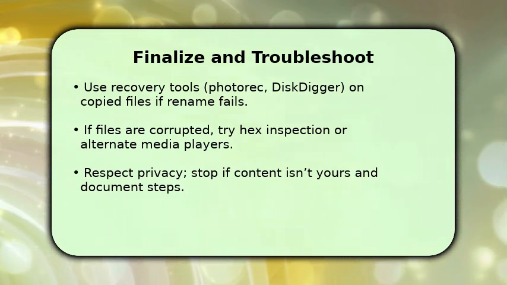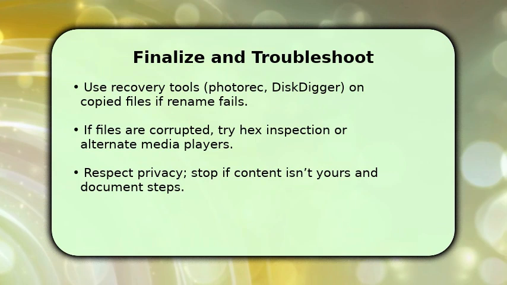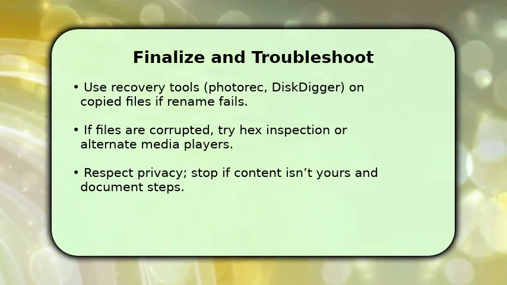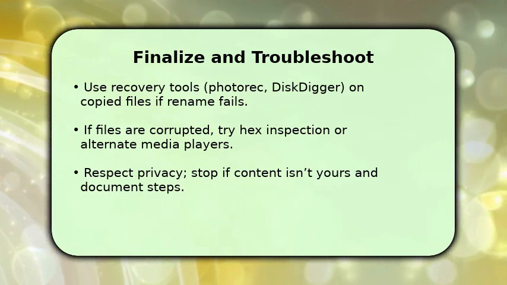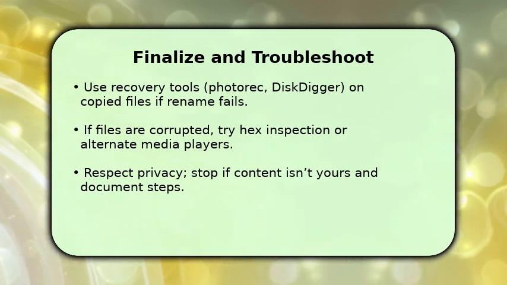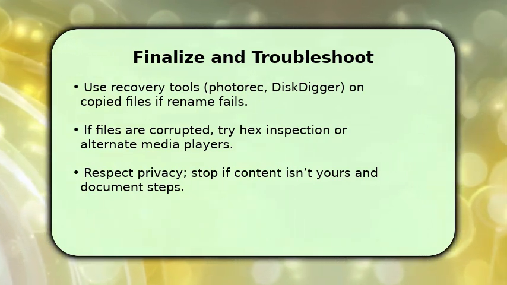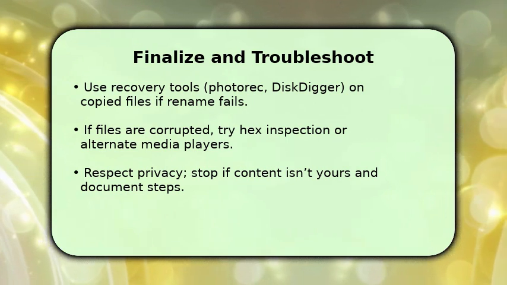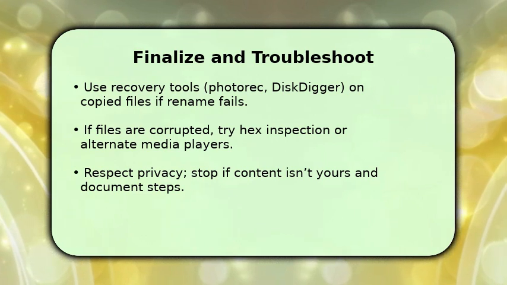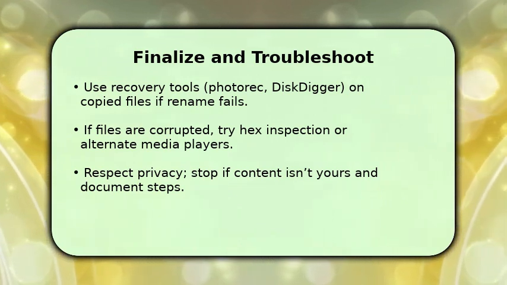If a file opens but looks corrupted, try alternate players or a hex editor to identify valid media signatures and rewrap the file. This is why you kept originals. If nothing appears, the data is likely overwritten. One troubleshooting tip: stop using the device immediately to avoid further writes and try recovery from a full image copy.